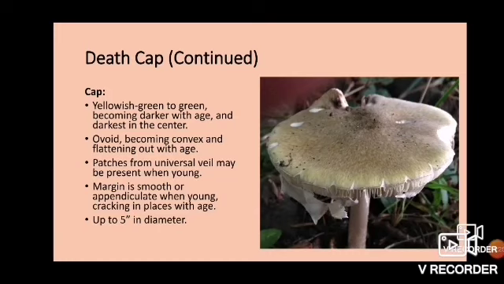The margin is smooth or appendiculate when young. So here you can see it is appendiculate. You can see portions of that veil hanging down. And it cracks in places. It doesn't usually split the way you see some splitting mushrooms split all the way almost to the center, but you can see it starting to form little tiny splits there instead of striations, just little cracks. And then these grow up to about 5 inches in diameter at their biggest. Usually they are a bit smaller than that.